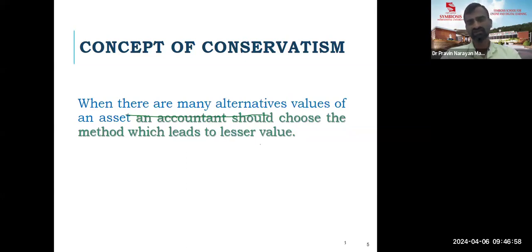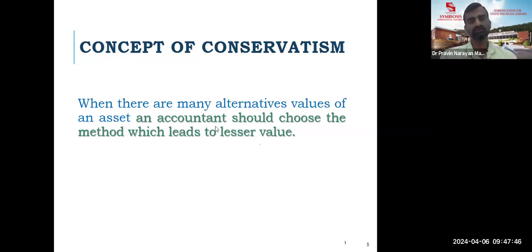So there are many alternative values of an asset. An accountant should choose the method which leads to the lesser value. Okay, so the question arises, why are we giving initial deliberation to this concept? Because if we have to understand the concept of depreciation and its treatment in the financial books, we have to understand the concept of conservatism.